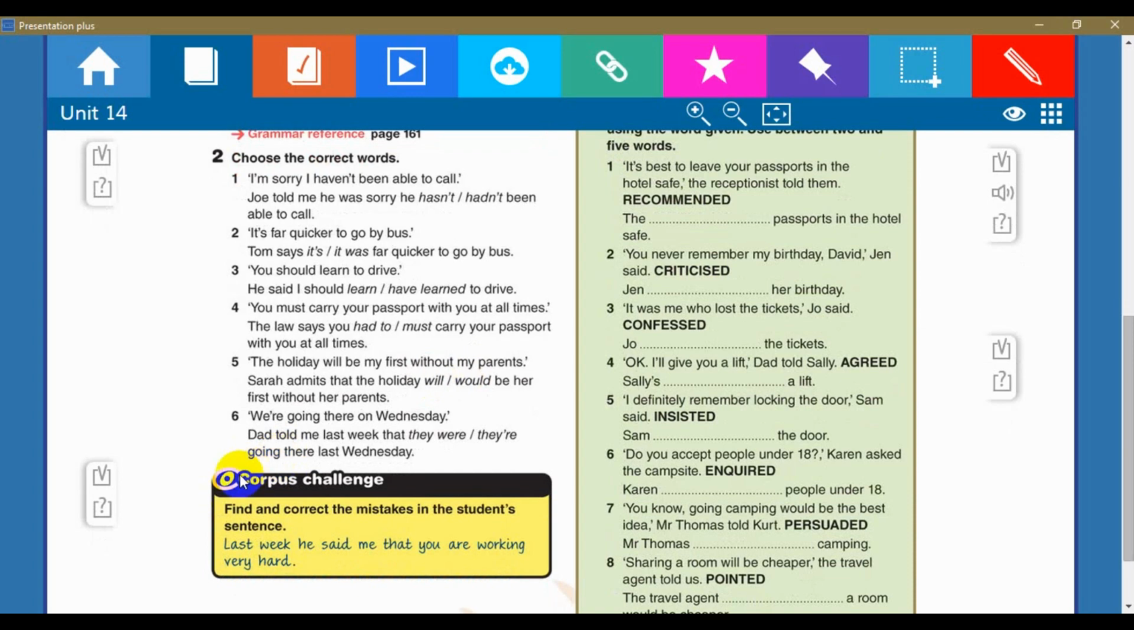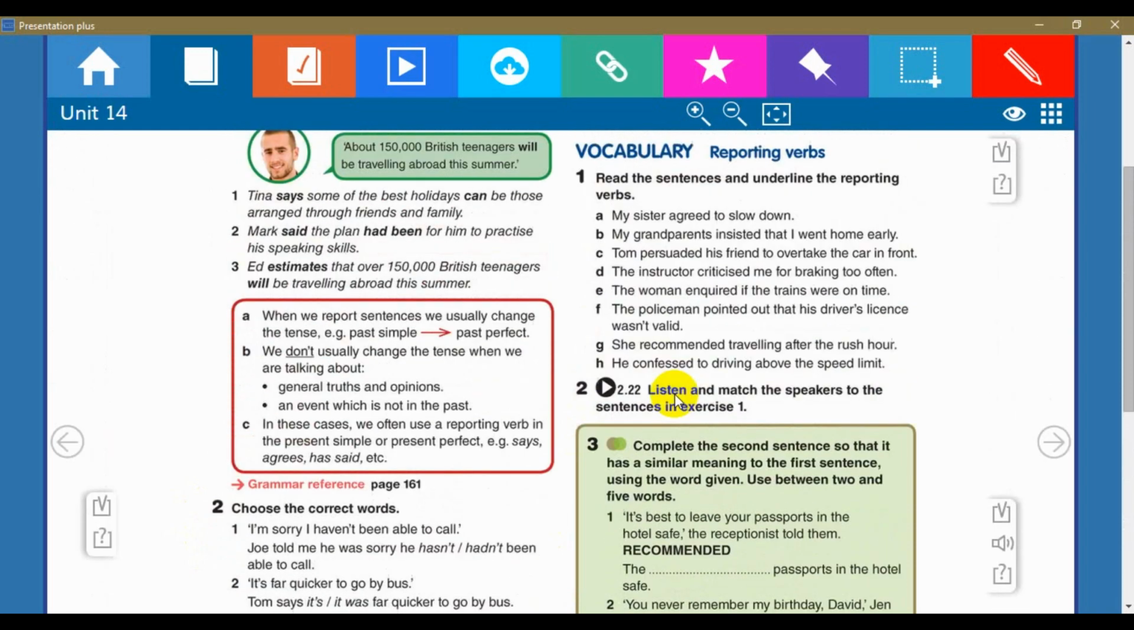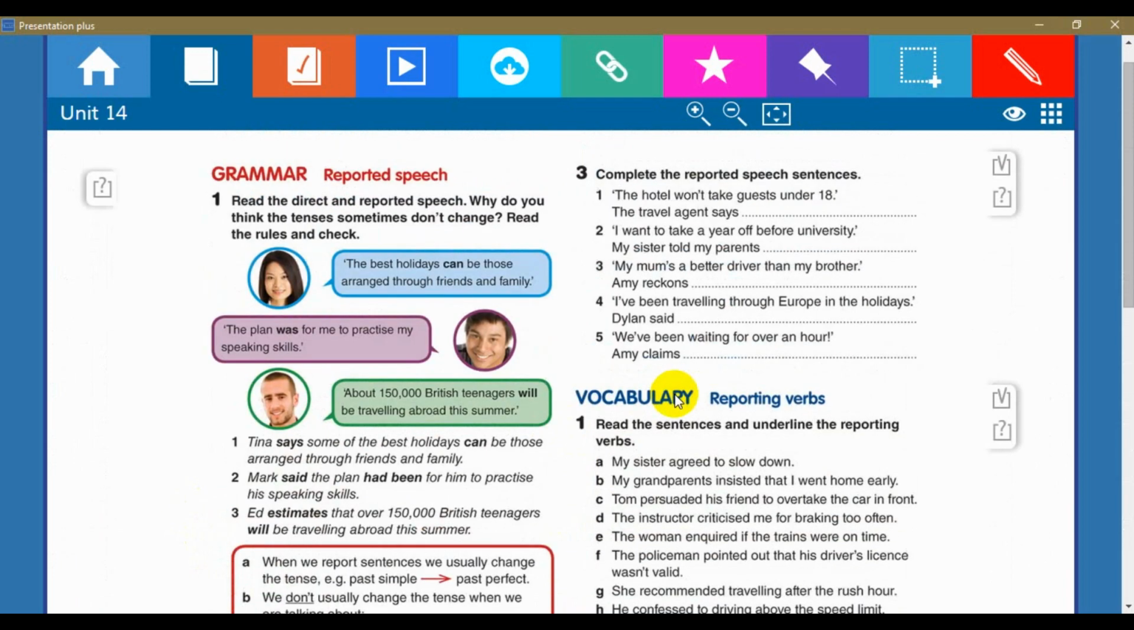Also, you are going to develop this corpus challenge. Find the mistake and correct it. Let's continue with the next, point number 3. We are in here. Complete the reported speech sentences, and you are going to complete these ones. You have 5 sentences in here, and you are going to complete the reported sentences. This is direct speech, and this is reported speech. Direct speech, reported speech. Okay, you are going to complete this.